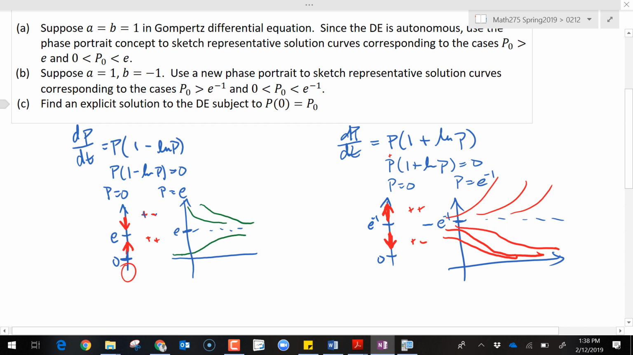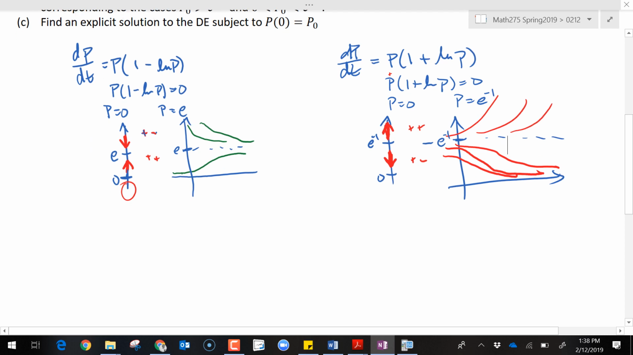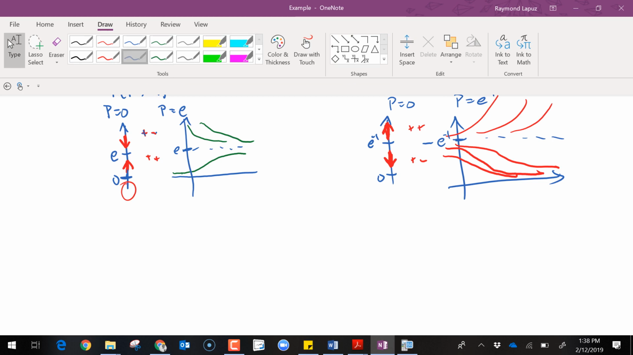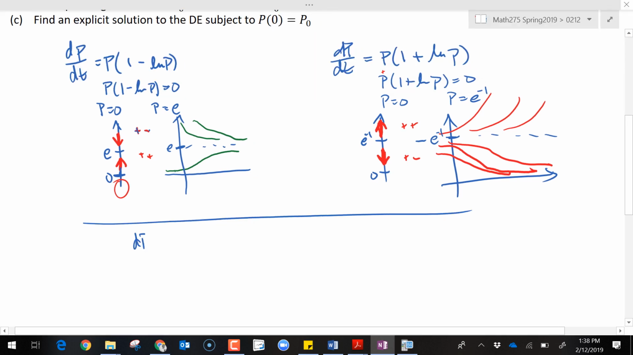Find an explicit solution to the differential equation subject to the initial condition. And now we'll do the differential equation with a equal to 1 or b equal to 1 or -1. Let's try solving for it in general, and then adjust our values for a and b. So dP/dt is equal to P(a minus b ln P). I have a feeling we're going to need to actually put in values for a and b here, because the integrals might look different. Oh, we'll see.